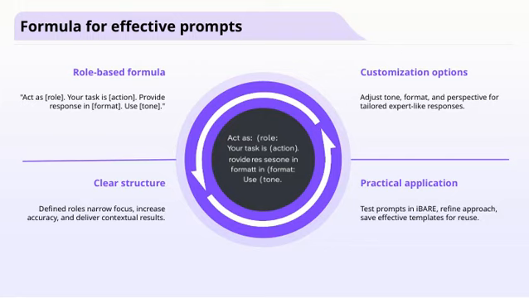Now, let's take a closer look at the formula for creating effective prompts. This role-based formula is designed to give you a clear structure to guide your interactions. It starts with act as role. This sets the context and helps the AI understand the perspective you want it to adopt. Then, you specify your task is action, so you clearly define what you want it to do.